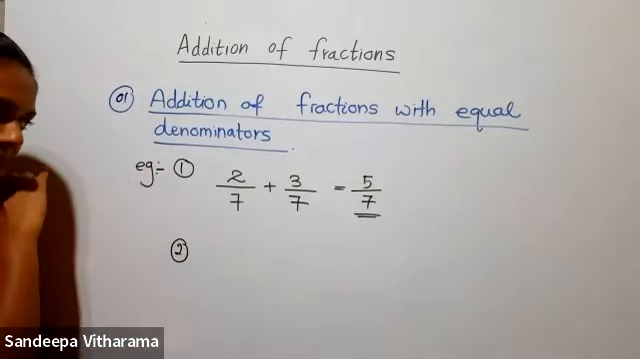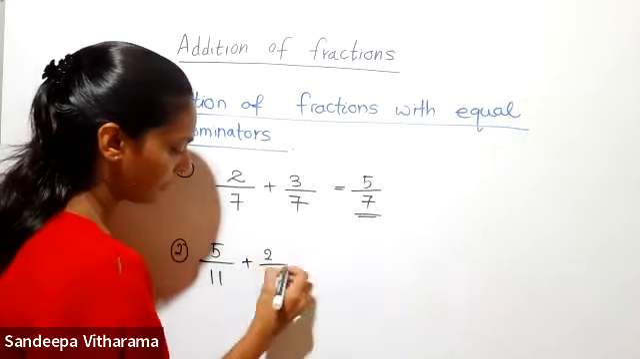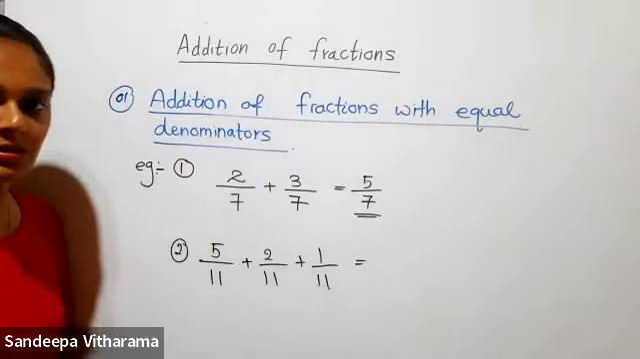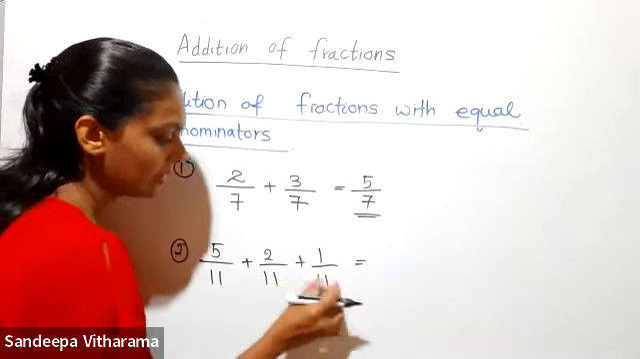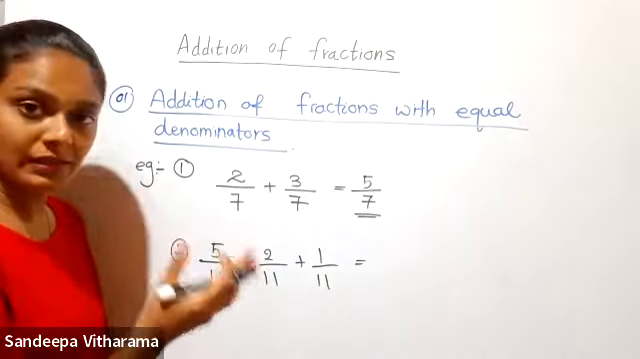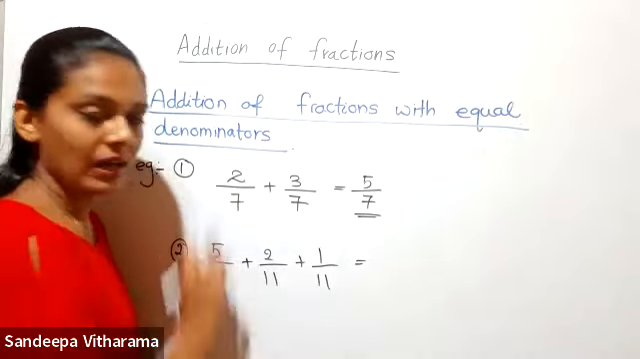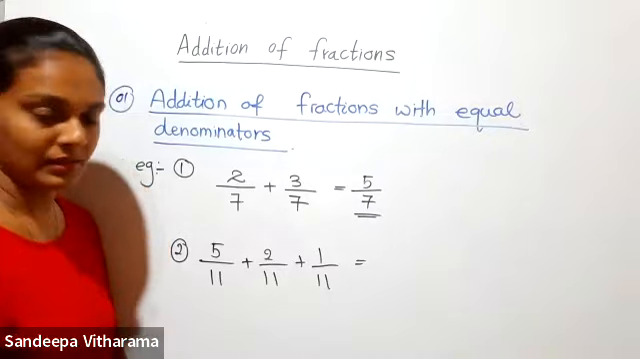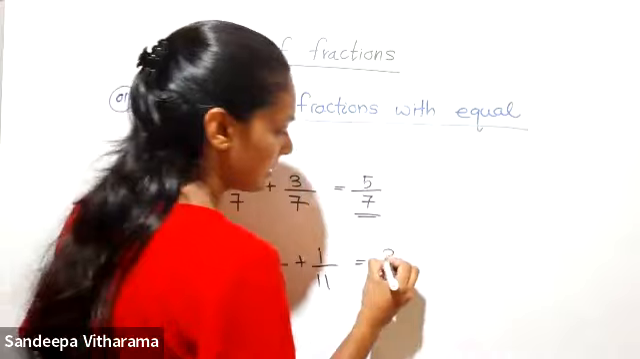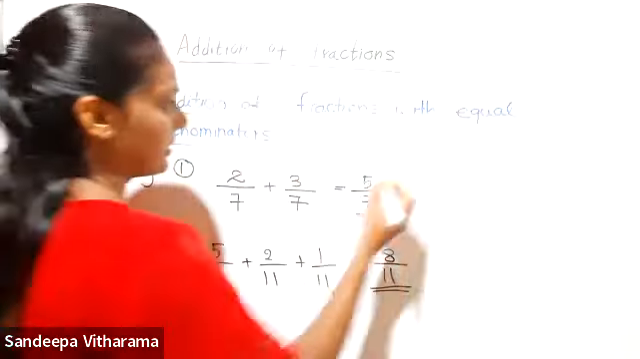Second one, it is 5 upon 11 add 2 upon 11 add 1 upon 11. Here also you can identify that they are equal denominators, so no need to do any change here. We have to just do the addition with numerators. Okay, so 5 plus 2 it is 7. 7 plus 1 it is 8. 8 upon 11.